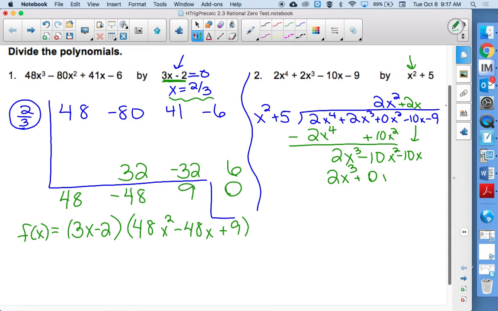So plus 0x squared and then plus 10x. Remember, these get subtracted. Be really careful when you're subtracting. Everything is being subtracted. So Carrie, the 2x cubed cancels, and then you have negative 10x squared minus 20x. Nice job. Make sure you've got that minus 20x because that minus sign distributes. So the 10x doesn't cancel. Instead, a negative 10x and a negative 10x gives us a minus 20x.